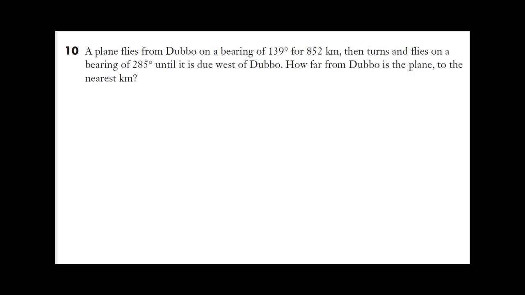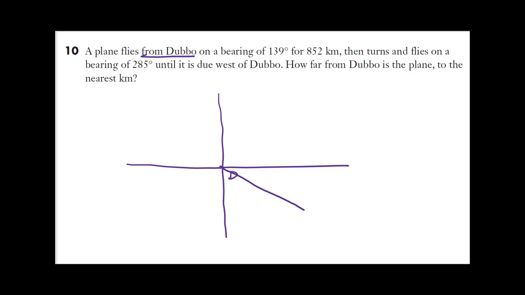Question 10. A plane flies from Dubbo on a bearing of 139 degrees for 852 kilometres. So again, we'll set up our bearing here. Let's put Dubbo in the centre because we're flying from Dubbo on a bearing of 139. So it's going to go down here somewhere. Being 139, this means that this is going to be 49 degrees. Not sure if we need this one or this one just yet.